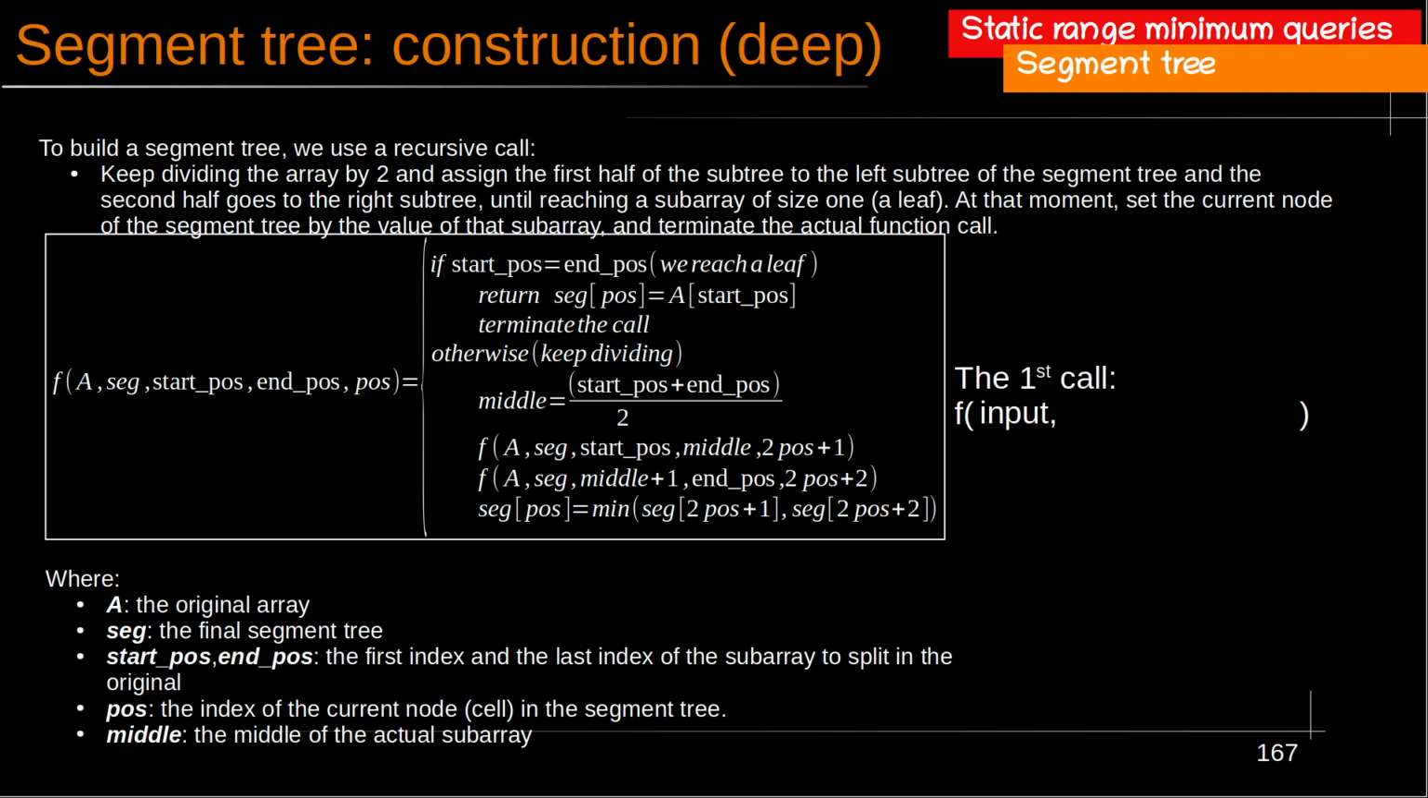The first call will be, of course, to compute the segment tree for the whole original array, which means from 0 to n minus 1, where n is the size of the original array, and of course we start from the root. The input here, I call it A, which means our original array.